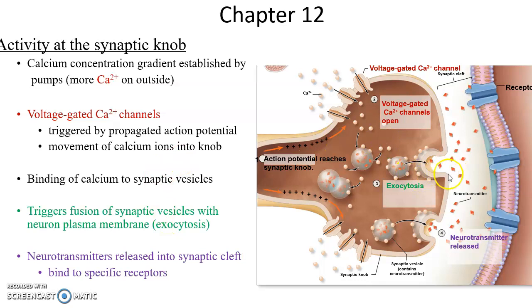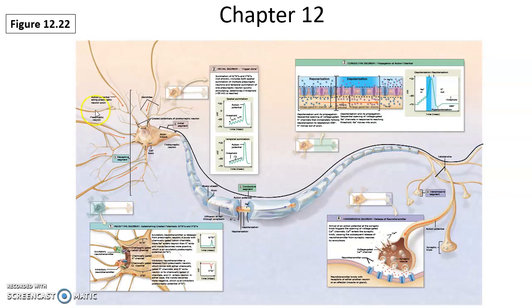And then, of course, the neurotransmitters diffuse across the synaptic cleft, bind to the receptors on the chemically gated ion channels, and we potentially have a signal getting passed on to the next neuron or effector cell, the postsynaptic neuron, as it were. Here is a figure in your book, I think it's 12.22, that covers everything to try to get you a feel for what's going on in different parts of the neuron.